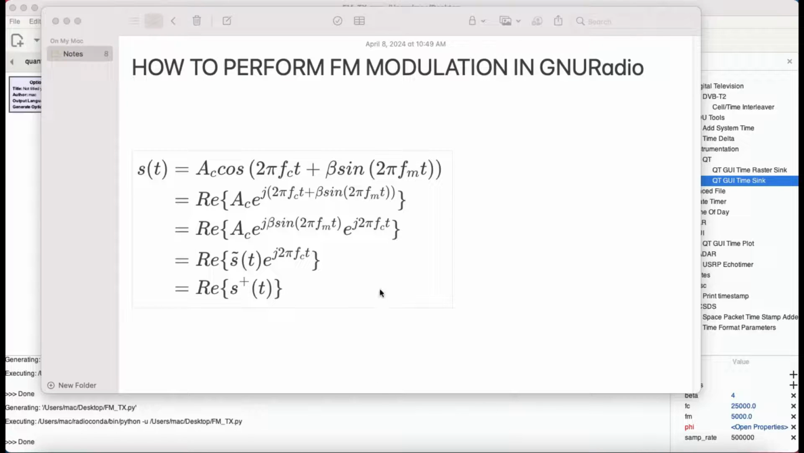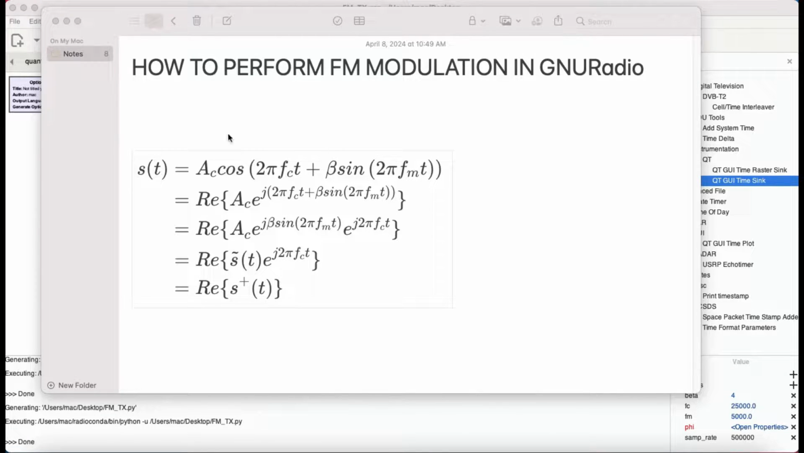So if you look at it, this is a general equation for your FM system. Let's go through this, and we're going to transform this equation using GnuRadio Companion and see if this equation indeed turns out to be an FM system. So you have some cos signal, which is Ac cos, and then inside the bracket you have 2 pi fc t plus some beta times sine 2 pi fm t.